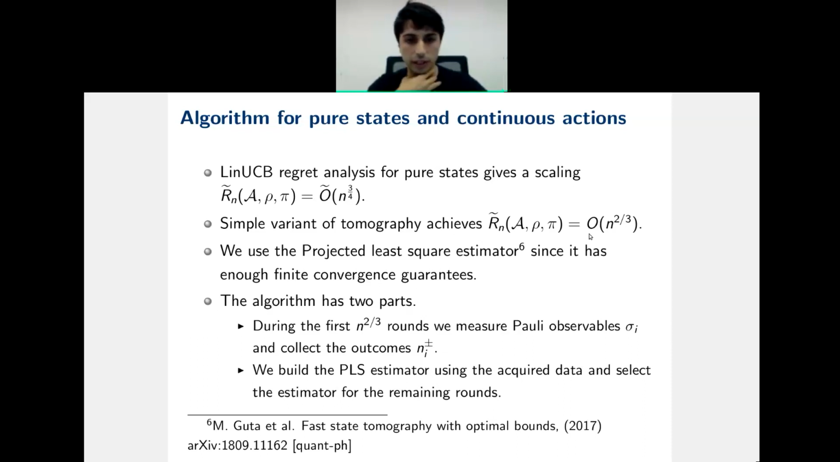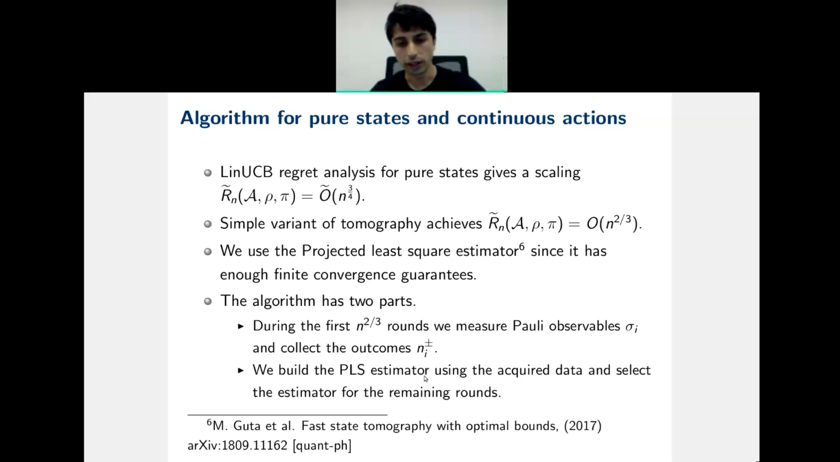This is a very simple variant of tomography, because the only thing that we do is base this algorithm on the projected least squares estimator, from the paper on fast state tomography with optimal error bounds. And this algorithm is very simple. It has only two parts. During the first n to the 3 rounds, it just performs Pauli observable measurements of the unknown quantum state. So here we don't care about exploring or exploiting. We only perform measurements. And after collecting this data, we build an estimator for the unknown quantum state, and we ensure that this estimator is pure.